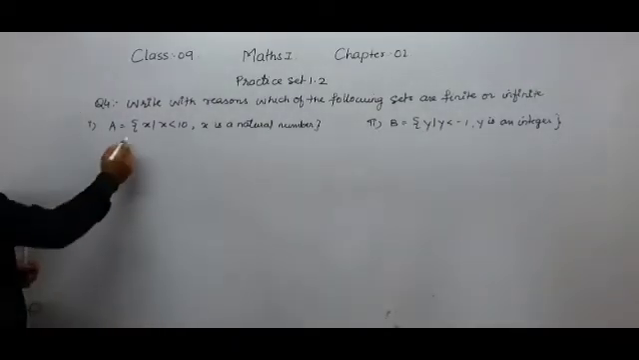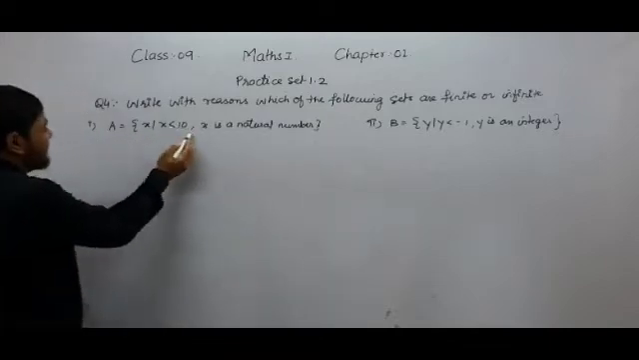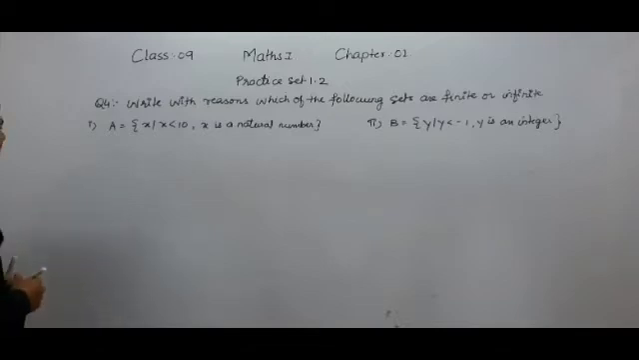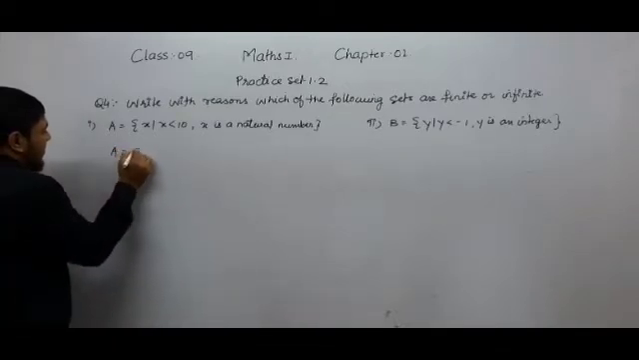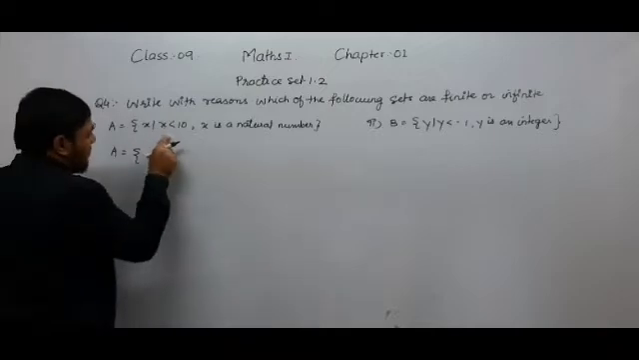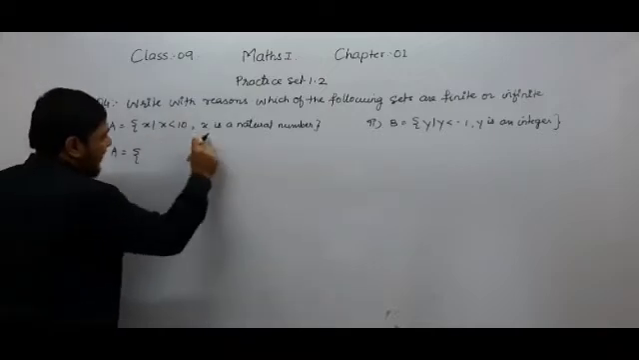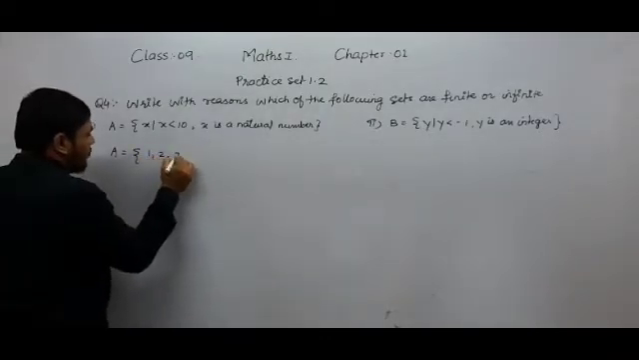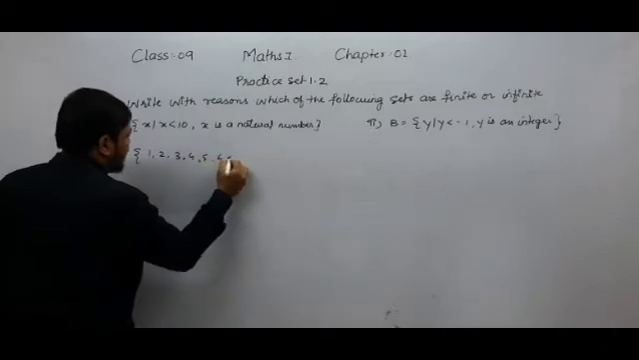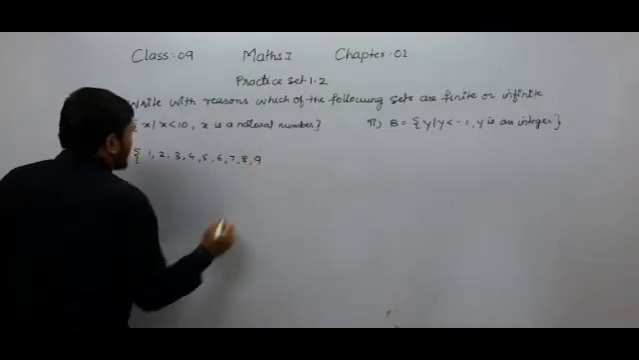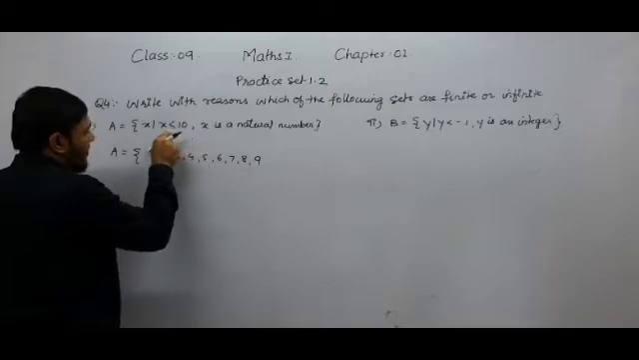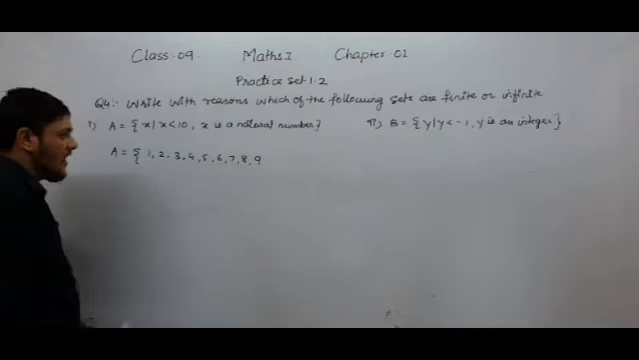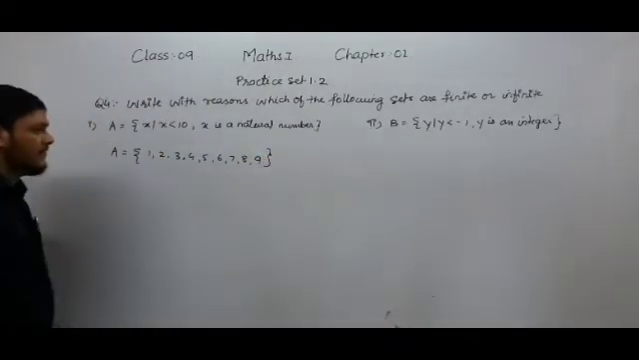So A is equal to x such that x is less than 10 and x is a natural number. So student, we know the natural numbers that are less than 10. We can write this set by listing method. A is equal to curly bracket, and we want the elements which are less than 10 and that are natural numbers. So the first natural number is 1, then 2, 3, 4, 5, 6, 7, 8 and 9. After 9 we would write 10, but here x is less than 10. It is a condition given to us, so we cannot take 10 here. The last element will be 9 in this set.